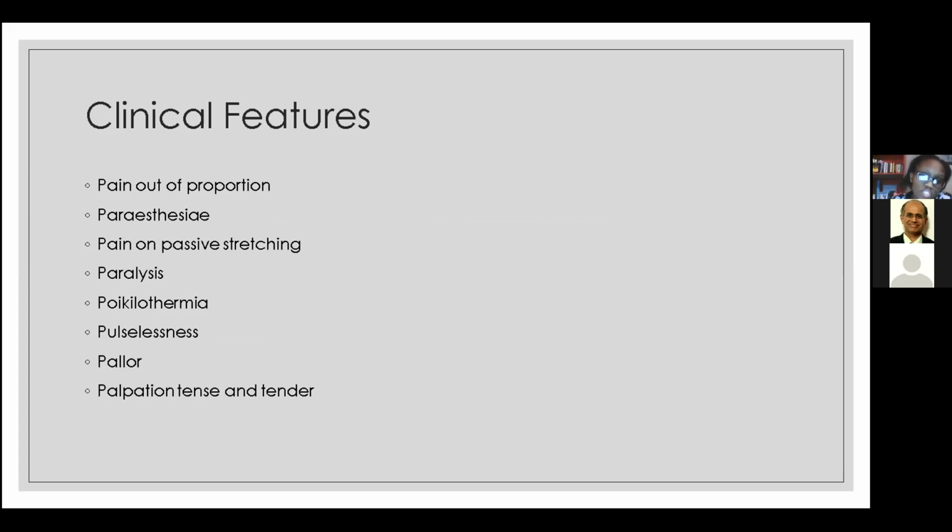Clinical features for the compartment syndrome: you have pain that is out of proportion, paresthesia, you have pain on passive stretching, paralysis is a late finding. You also have poikilothermia, pulselessness is also a late finding, and then pallor. And on palpation of the compartment, you find that it's tense and tender.